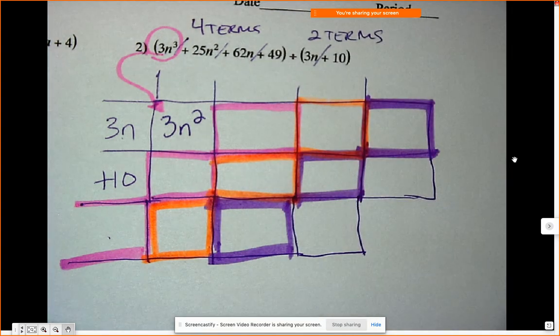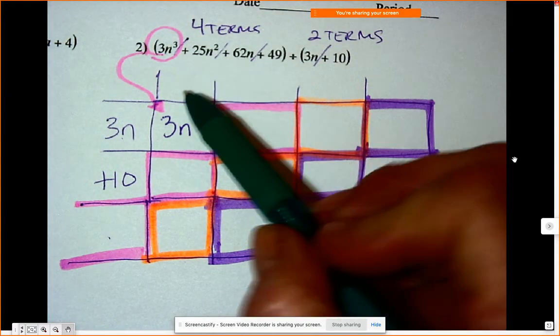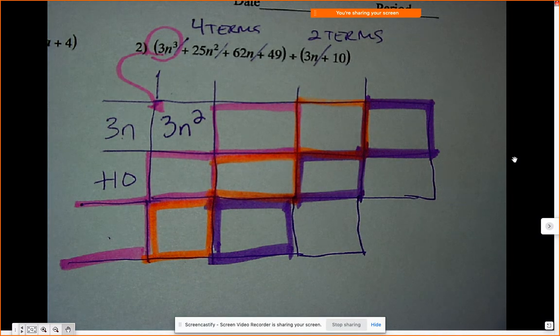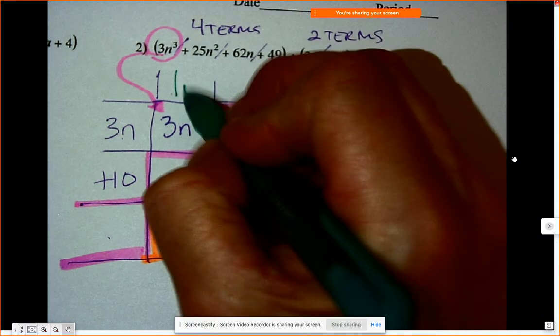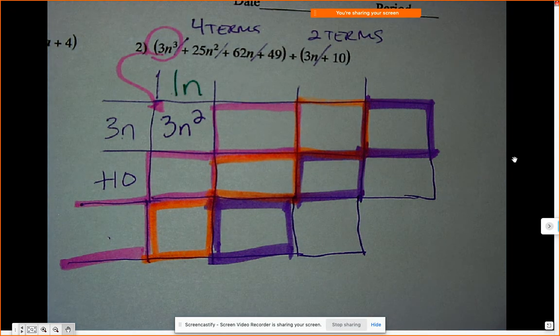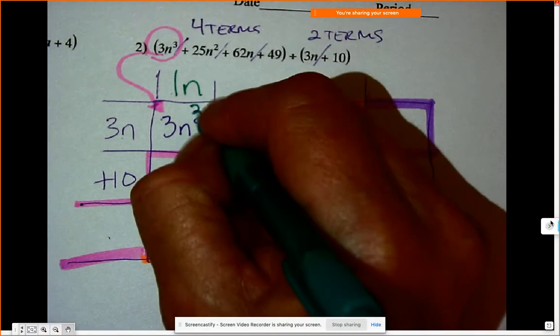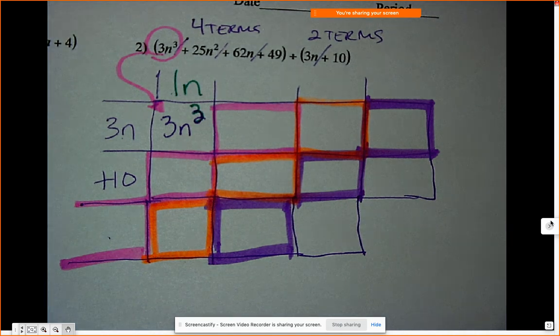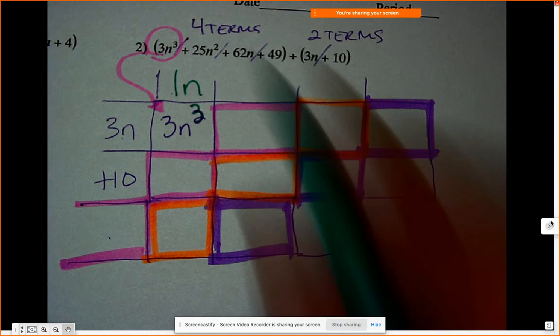Is there anyone who can take a guess? Sound in and guess. What do you think is going to be up here? What do I need to multiply by for that to be a 3n squared? 1n. Thank you. 100% right. Wouldn't it be 3n cubed? Thank you. Okay, so come back and tell me, what does this need to be then? 1n squared. Thank you. 1n squared.